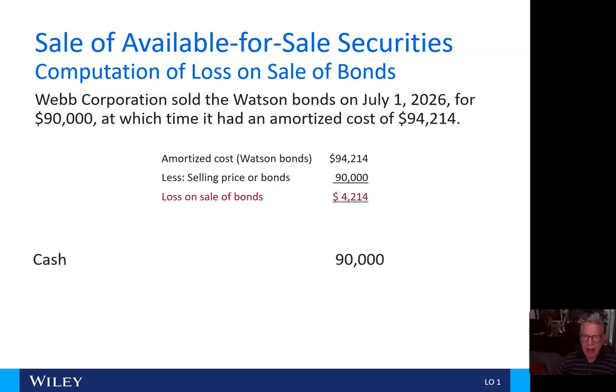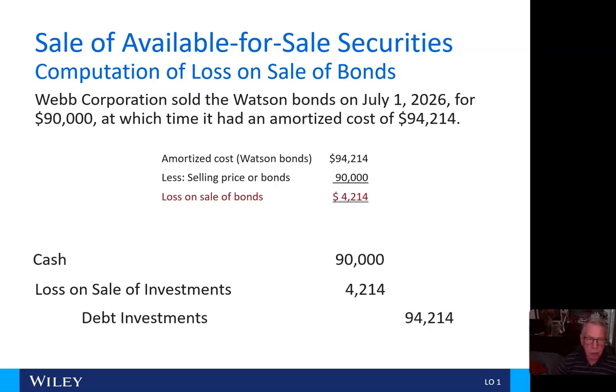So we're going to debit cash for $90,000 because that's what we received, and then we're going to show a debit to loss on sale of investments of $4,214 and a credit to debt investments of $94,214.